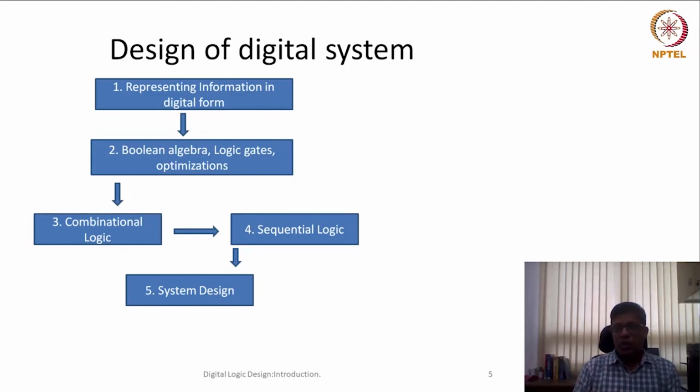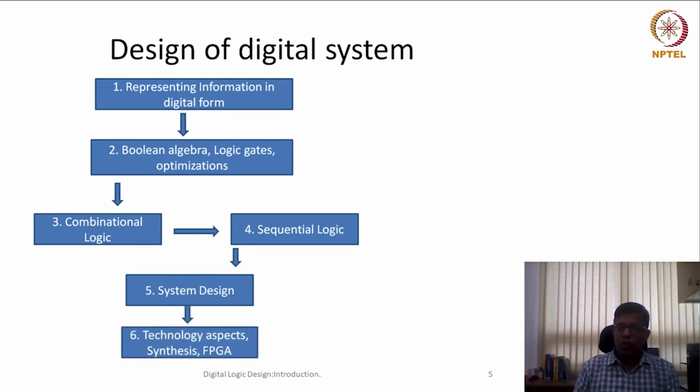But all digital systems are essentially hardware in nature. So in our last module, we will talk about technology aspects. We'll try to synthesize things onto hardware, and that hardware we call FPGA, field programmable gate array. It is a prefabricated chip, on which we can configure any digital design, whatever we have designed during the course.